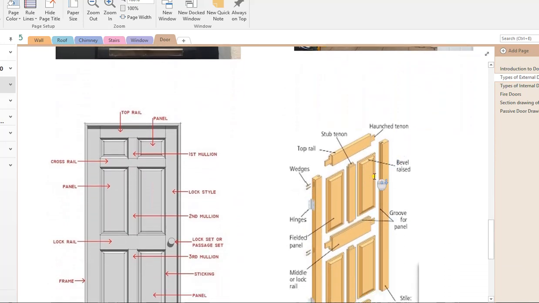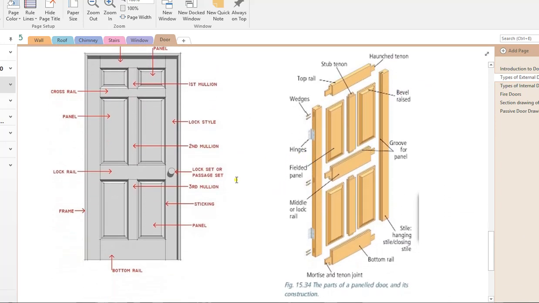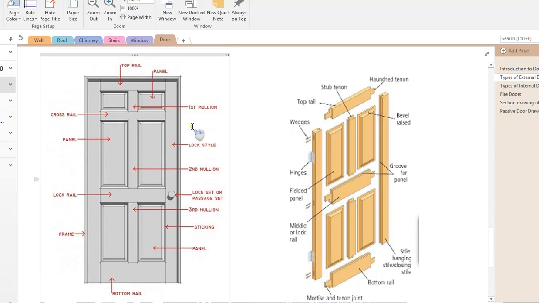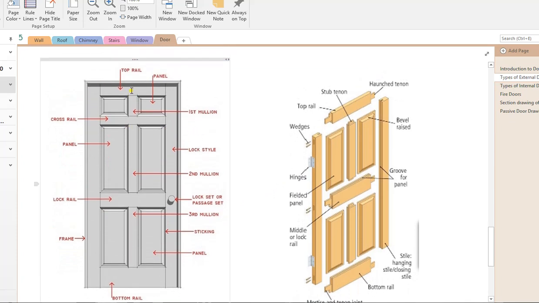Now looking at the sections of the door, we have several parts. We've the top rail at the very top of the door, bottom rail, and this rail in the center of the door is called the lock rail. The reason it's called a lock rail is because the door lock is mortised into this timber section here, so it's called the lock rail.